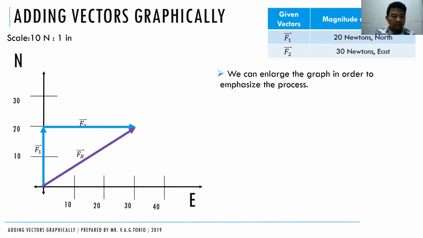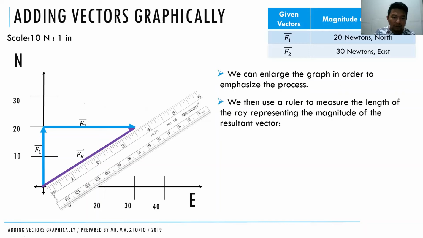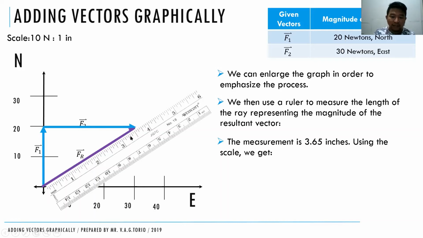There, I prepared an enlarged version of the case for us to be able to better visualize how you'd be able to use your ruler. And using a ruler, you'd be able to see that the measurement is about 3.6, about 3.6 inches. 3.65 inches to be precise. And using the scale, we can multiply 3.65 by 10 newtons and we can get 36.5 newtons as the result.